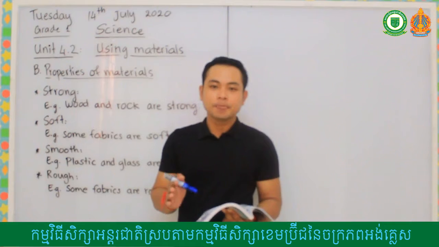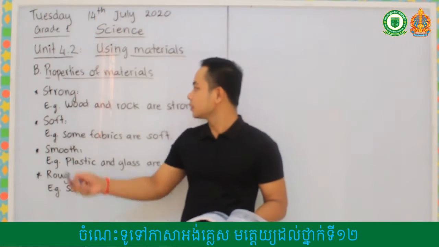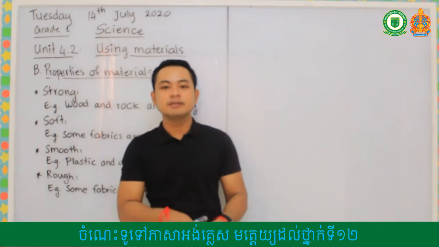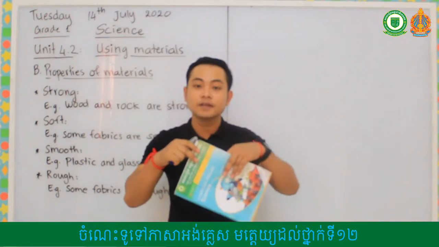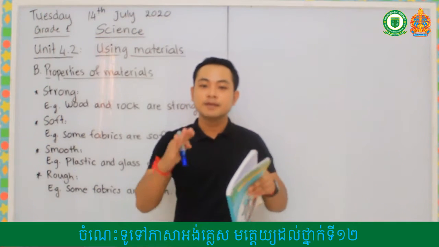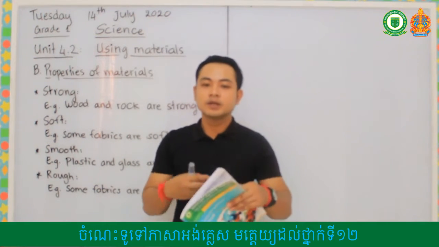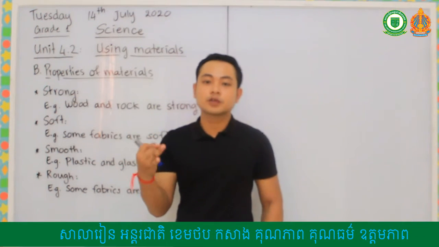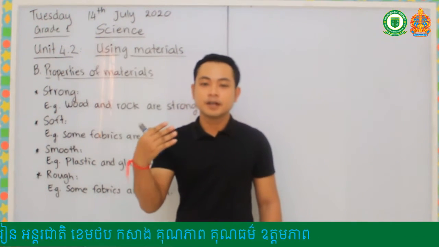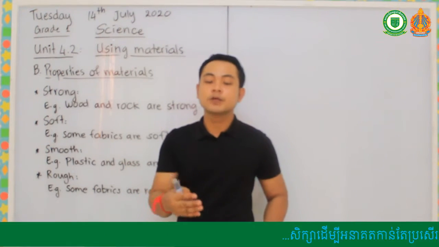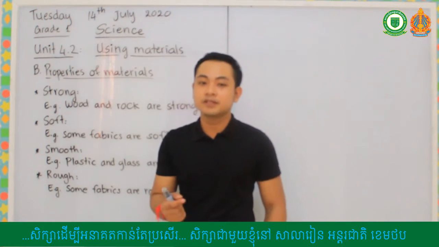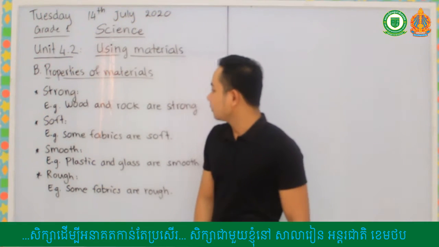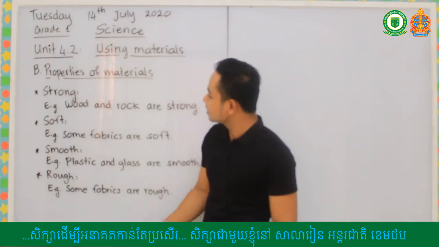So today we are going to talk about properties of materials. We know that materials can be strong, can be soft, can be smooth, can be flexible. Those are called properties of materials. So flexible, strong, hard, soft, rough, smooth, those are called properties of materials, right? And we are picking four things to study today.